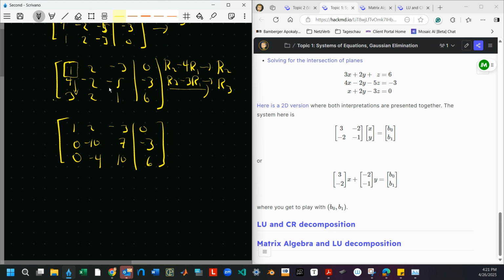Hopefully I did that right. I mean, it's because I'm multiplying this by 3, so I get minus 9, but then I'm subtracting that, right? So it becomes 1 plus 9, right? So I get that.